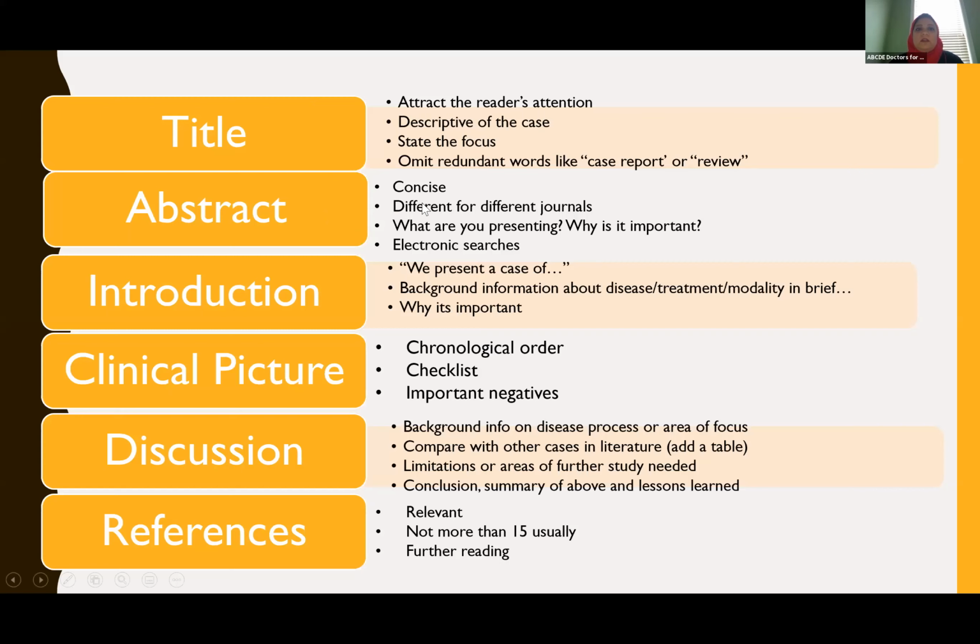The abstract. The abstract is different for different journals. So you have to go to the journal itself and see what it is that they want you to put in the abstract. Usually it's not more than 200 words, so it's fairly concise. And you want to think of it as your Google search thing. So if somebody's searching for cases of plasmablastic dendritic something, you want that to be there in your abstract somewhere. You want to say what you are presenting and why it is important. We present a case of blah, blah, blah, and it's important because whatever.